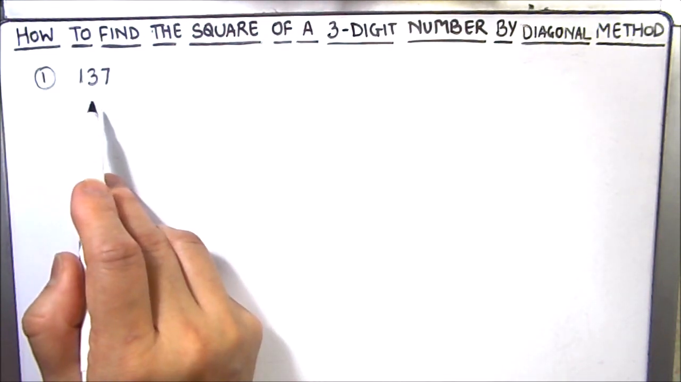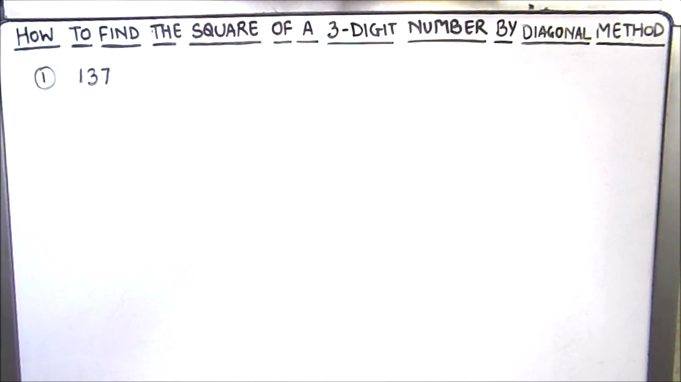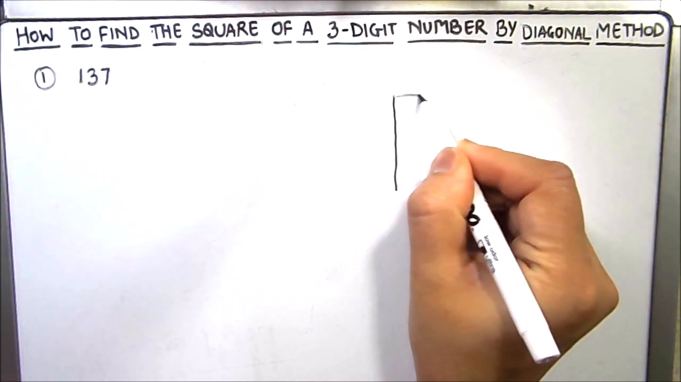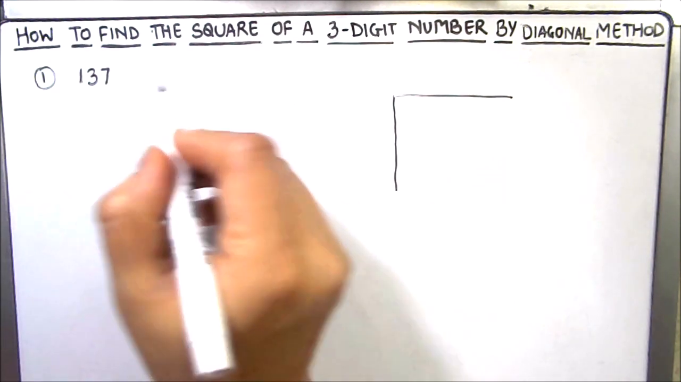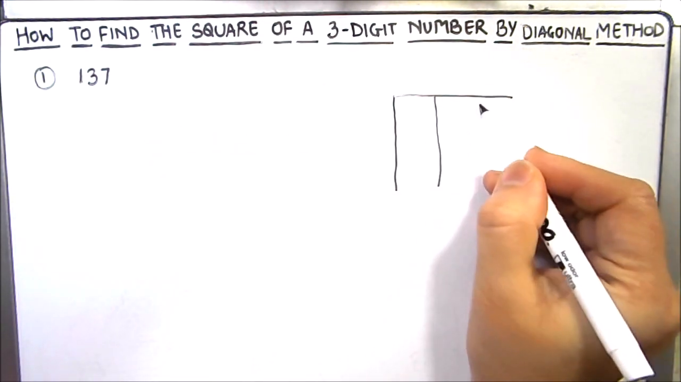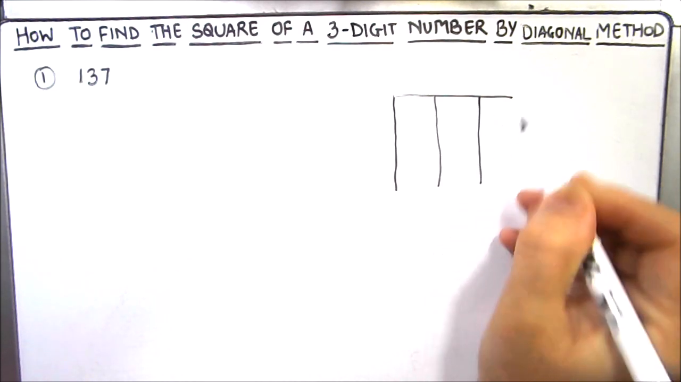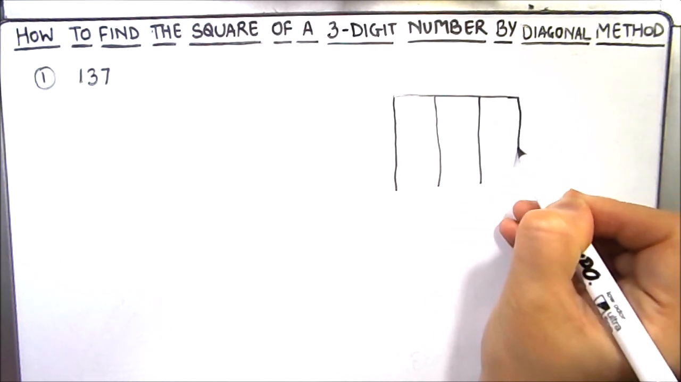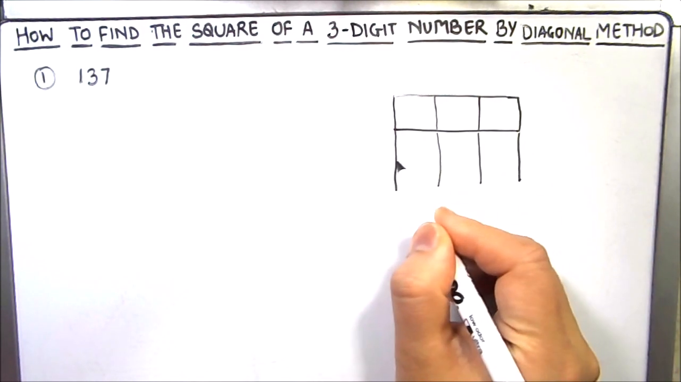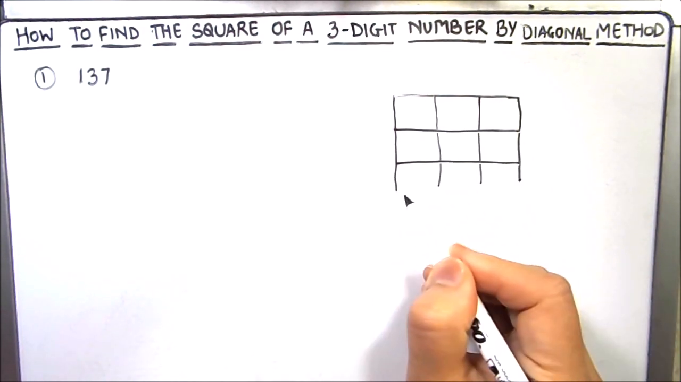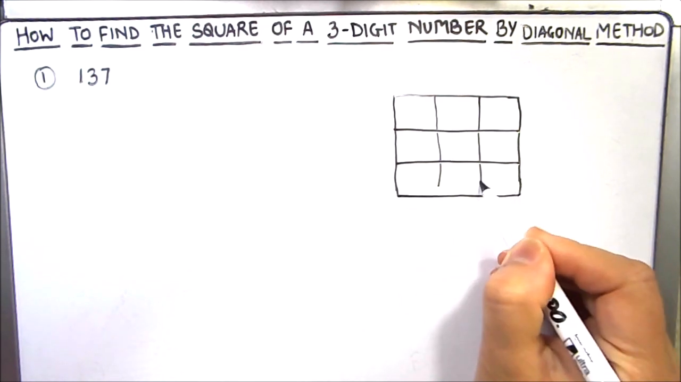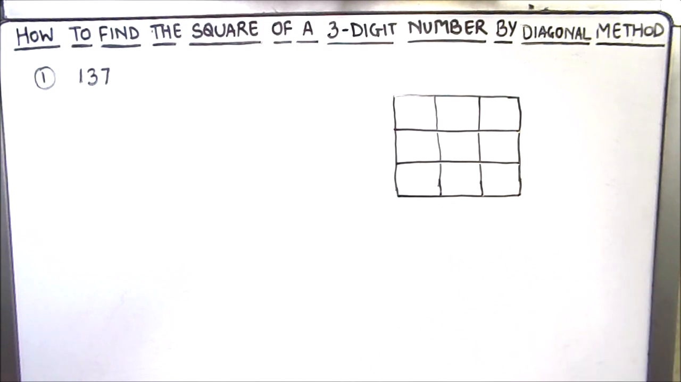First we'll find the square of 137. As our number is a 3-digit number, we will make a square with 3 times 3, which is equal to 9 sub-squares. So we'll make 3 columns and 3 rows in our big square like this. And we'll complete our square.